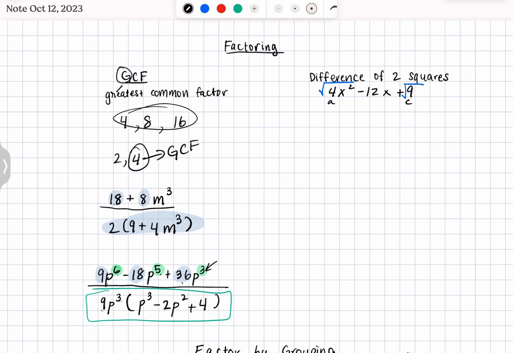And all we have to do is the square root of 4 is 2. And then our variable is x. So we can just say 2x minus, and we're going to put whatever this value here is. So then you bring this down, the negative. Our b gives us our sign. And then square root of 9 is 3. And then you just put it squared.